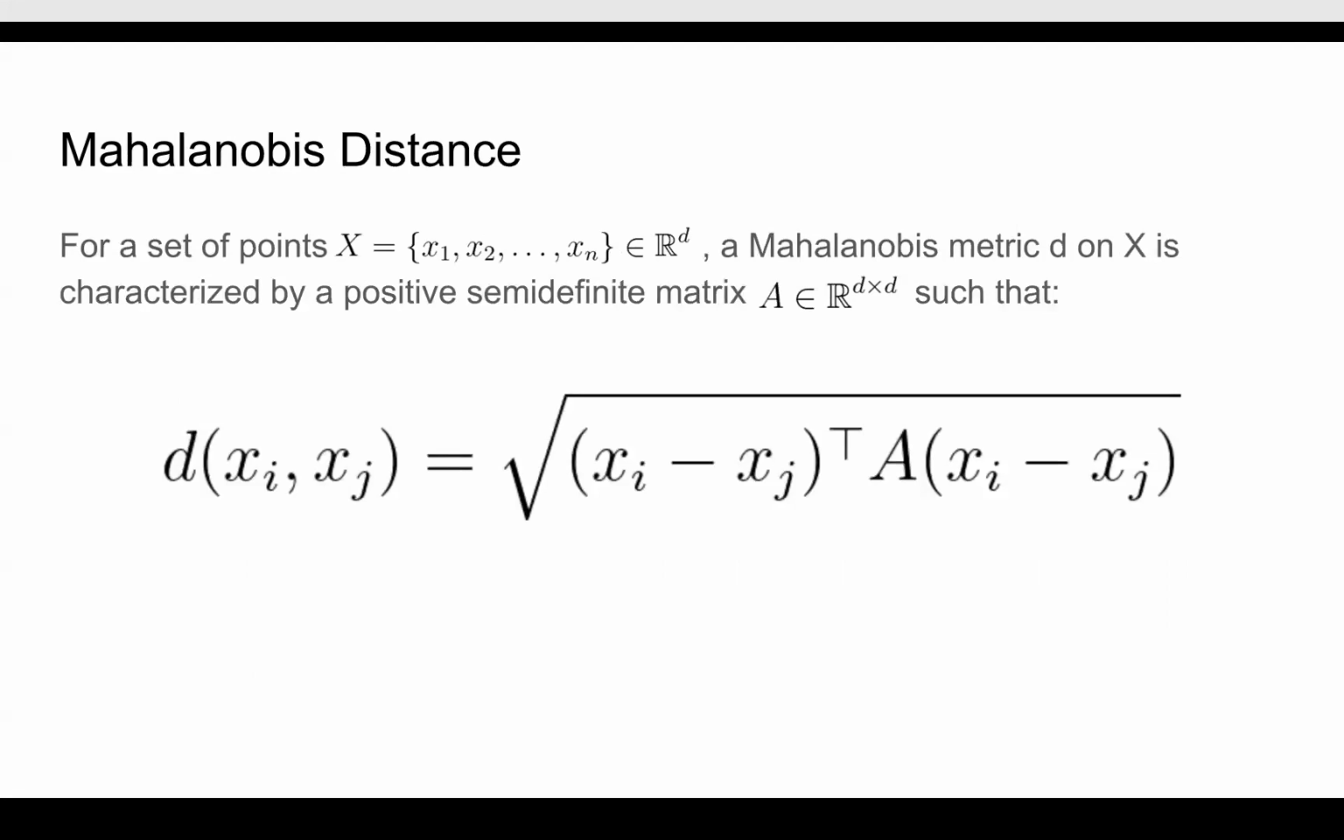For a set of data points x1, x2 to xn in R^d, a Mahalanobis metric D on space X is characterized by a positive semi-definite matrix A, which is d by d, such that the distance between xi and xj equals the square root of (xi minus xj) transpose, multiplied by the matrix A, and multiplied by the vector xi minus xj.